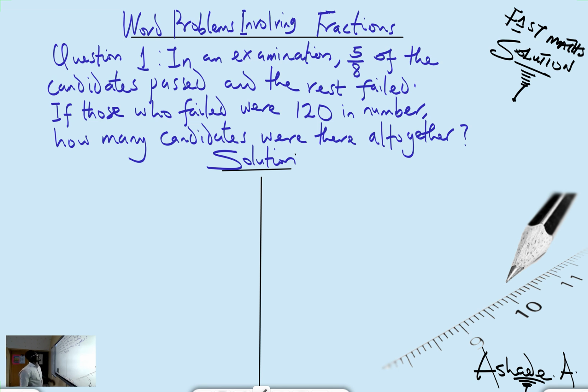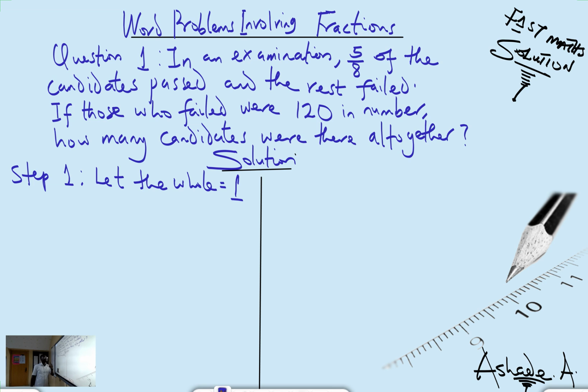So when we come across word problems like this, the first thing that should come to your mind is we take the whole to be 1. That is the first step: you say let the whole be 1. That means the whole candidates that wrote the exam, we take them as 1.